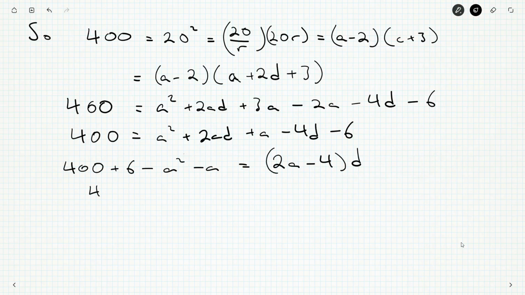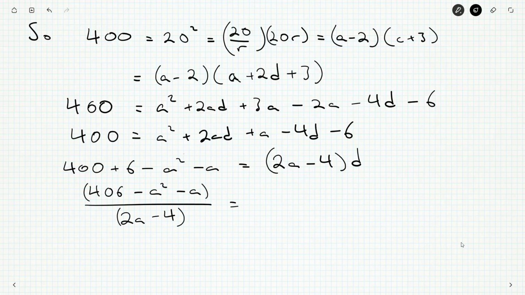Okay, so that's 406 minus A squared minus A all over 2A minus 4. And I'm fairly certain that the top here is not a multiple of the bottom. I'm willing to be proven wrong, but let's see. The only root of the bottom is 2, and 2 is not a root of the top, so no, it's not a factor. But now I know D.